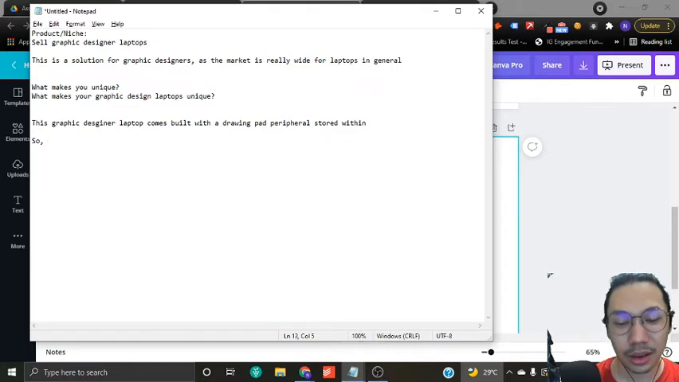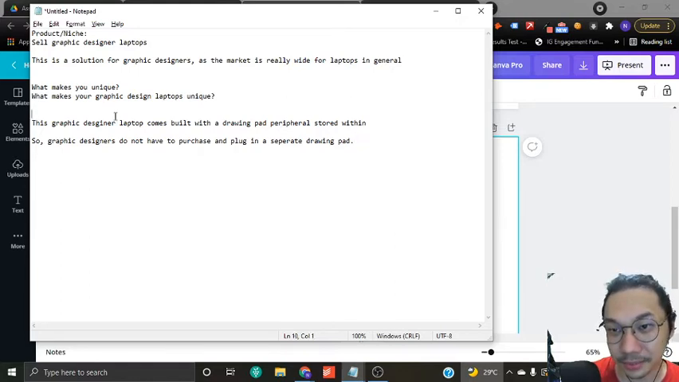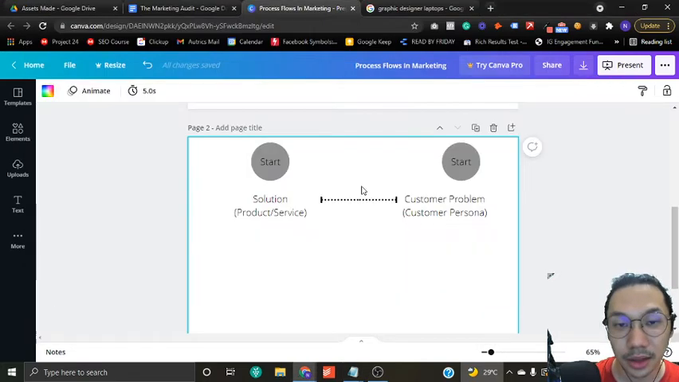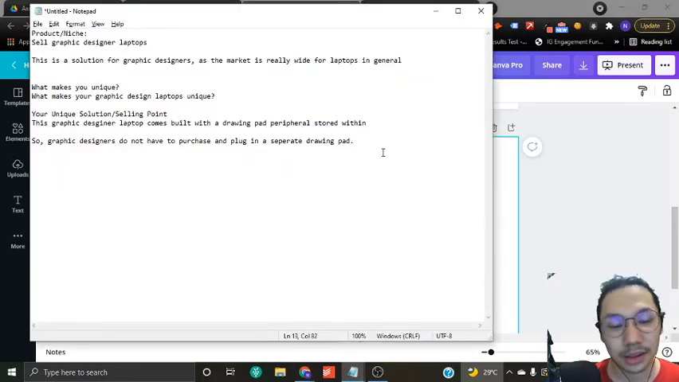So, graphic designers do not have to purchase and plug in a separate drawing pad. I do not know much about graphic designer problems, but this is an example again. Unique solution, selling point. So yeah, first you come up with your solution, product or service, and then you try and match it with the customer persona.